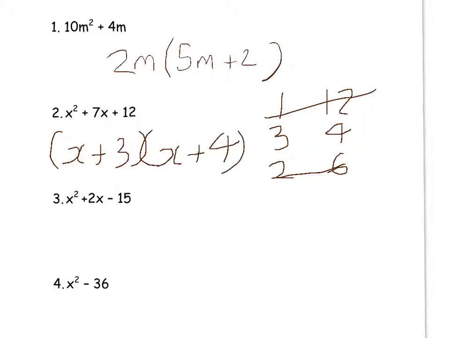Right. Now that is very similar to if, instead of this being a positive, this was a negative 7x. It'd just be the same as this, but these, instead of being pluses, would be negatives.